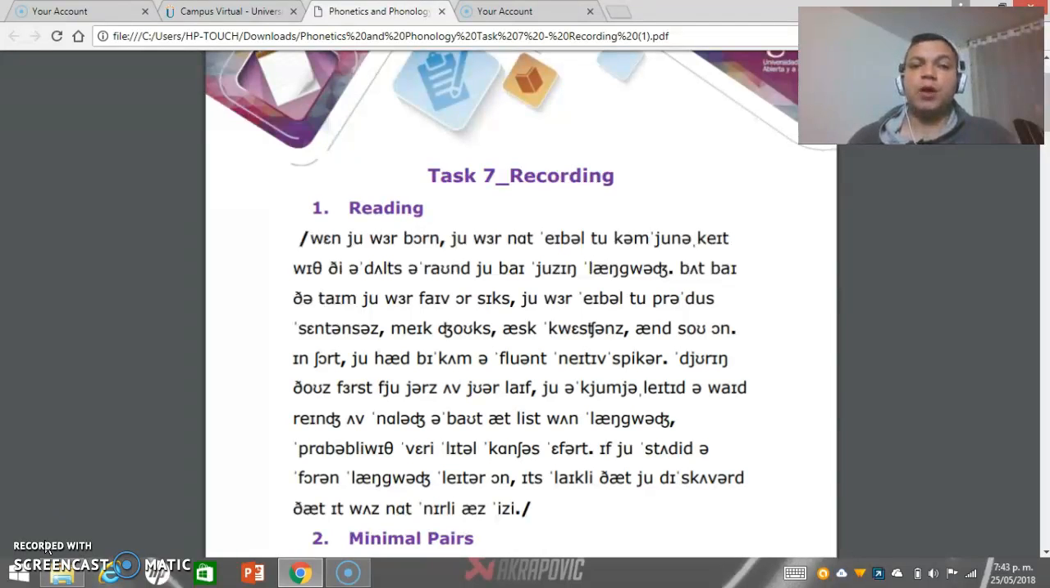Today I'm going to talk about the exercises and recordings for this activity. Number 1, reading and recording.